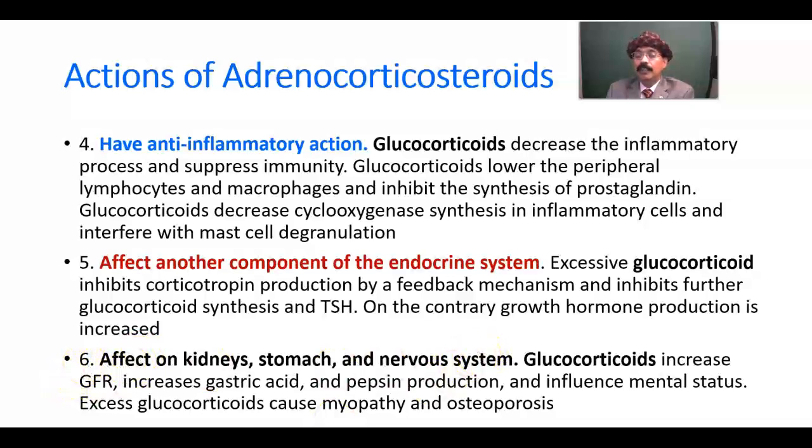It affects the kidney, stomach, and nervous system. Glucocorticoid increases glomerular filtration rate, increases gastric acid and pepsin production, and influences mental status. Excess glucocorticoid causes myopathy and osteoporosis, and may even lead to muscle wasting. Osteoporosis may lead to pathological fracture, and there will be weakness because of myopathy.